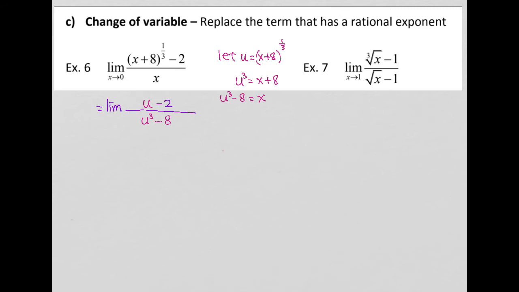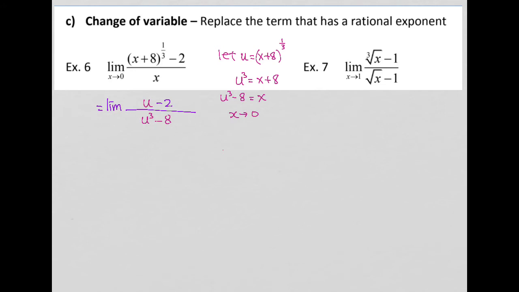And that's filling the limits. Limit as x approaching 0. Since I change every single variable x in terms of u, then I have to change this limit as well. So when x is approaching 0, what is u approaching? Let's do some calculation. x approaching 0 means u cubed minus 8 is approaching 0. That means u cubed is approaching 8. That means u is approaching 2.